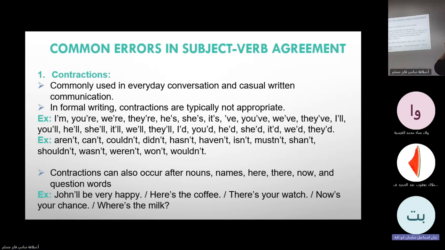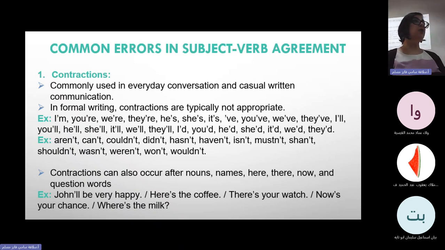The last example: John will be very happy. This is the contraction after the noun. John will be happy. Here's the coffee. There's your watch. Now's your chance. Where's the milk? Exactly, this is a question. Where is the milk?